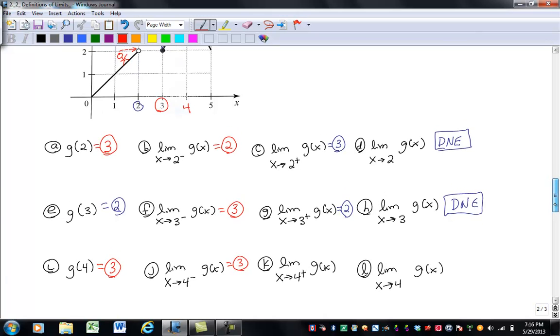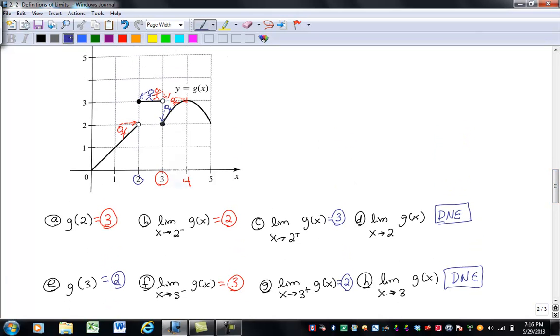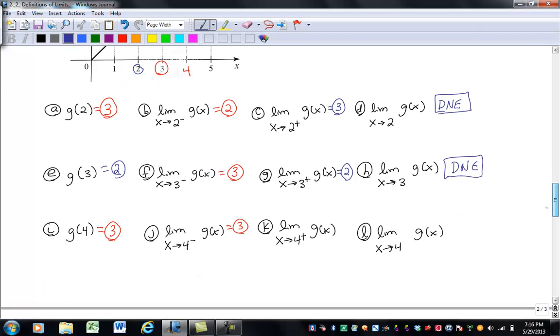K is the limit from the right. So I have to draw a stick figure to the right of 4 and look over where I think I'll end up at when x is 4. It looks like y equals 3 as well. So the limit from the right is 3.